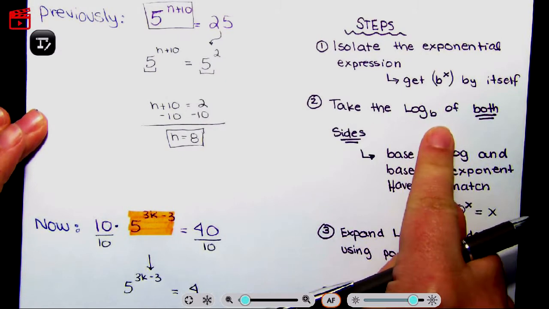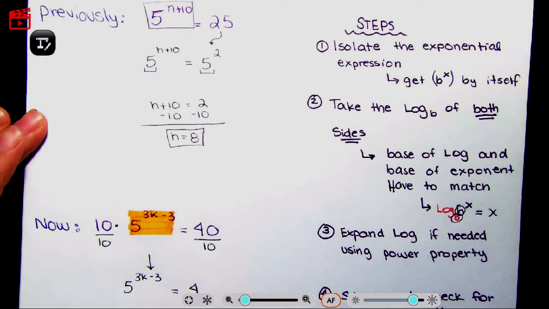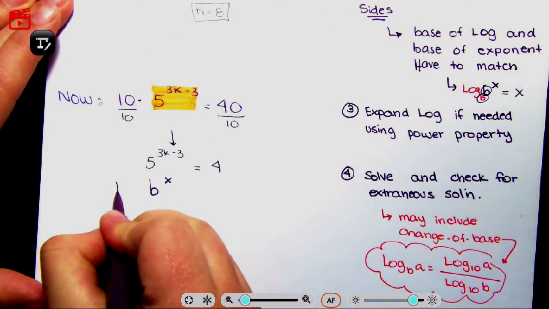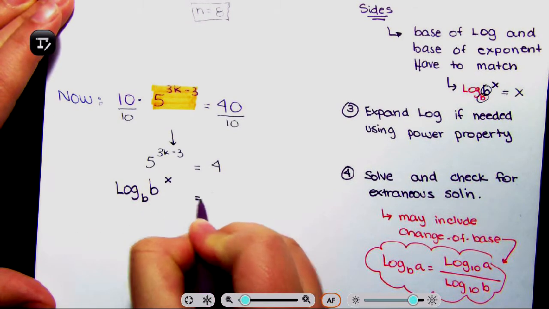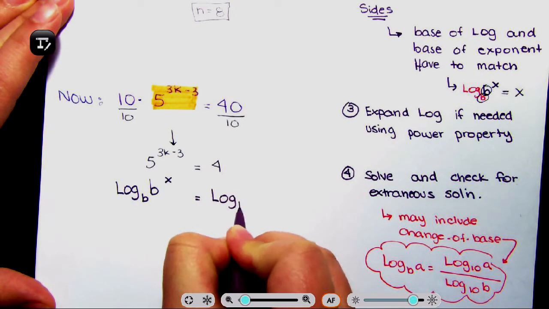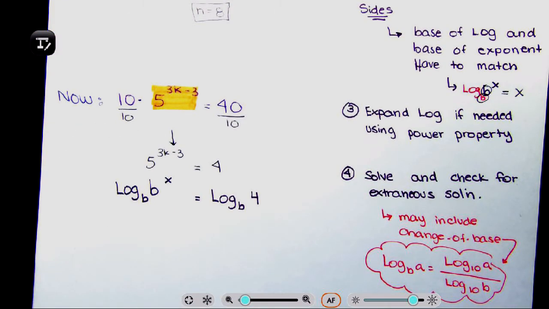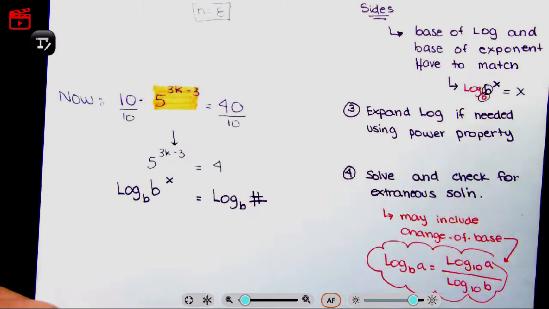Step number 2 is take log base b of both sides. So what does it mean by same base? I have a b to the x. This is my b to the x. What I'm going to do is take the log of both sides. I'm going to write log base b on both sides. Now, what is my base b? We can actually just put a number here, whatever this number may be.